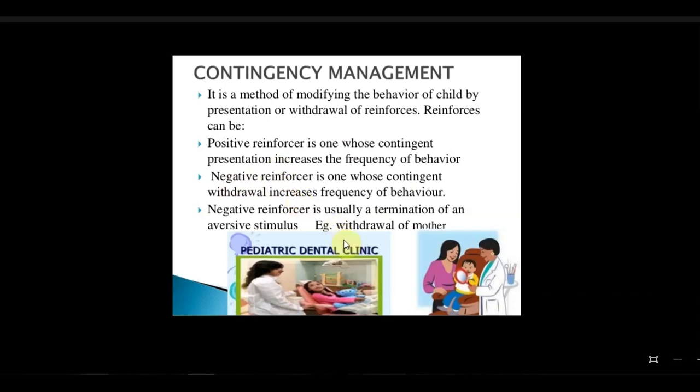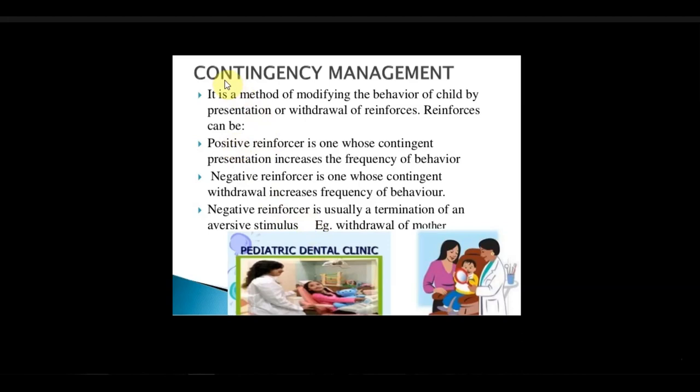It is like withdrawal of the mother from the child so that he cooperates. So it is modifying the behavior by presenting or withdrawing reinforcers, positive and negative. Negative reinforcer is usually a termination of an aversive stimulus. If the patient is very difficult, we can use a negative reinforcer: ask the patient's bystander or the mother to wait outside. The patient will get scared, and to avoid that, the patient cooperates with the treatment. Sometimes the patient will cooperate with a posterior reinforcer, that is, if he is promised a toffee or a gift or a toy at the end of the treatment, or we provide it at the right moment, he might cooperate. So that is positive reinforcer and this is negative reinforcer. This is known as contingency management.